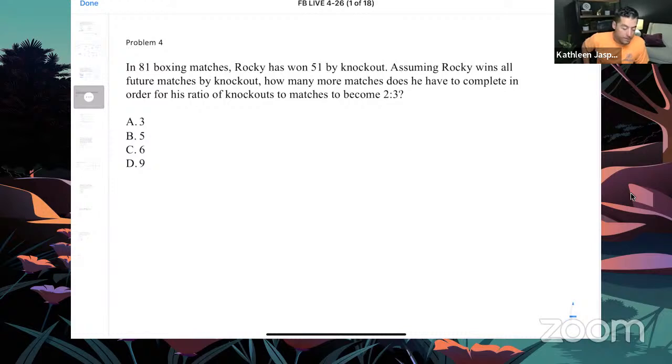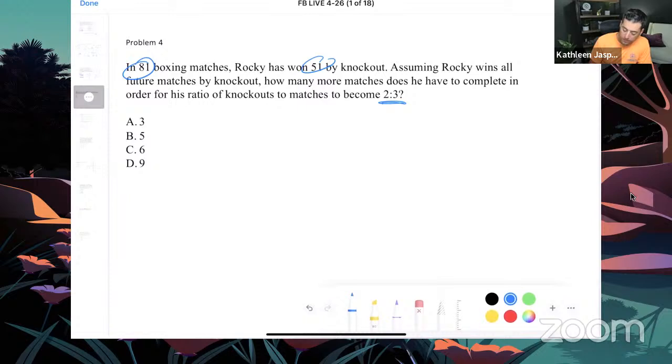All right, so this is an interesting one because we're dealing with our sample size and we need to make it match a ratio. With what we have here, we have 81 matches and 51 by knockout. We have to get it to the point where it is a 2 to 3 ratio. You can do a couple of different things, so I'm going to do it by a ratio first.